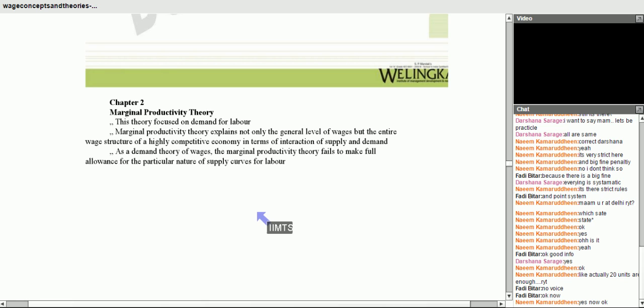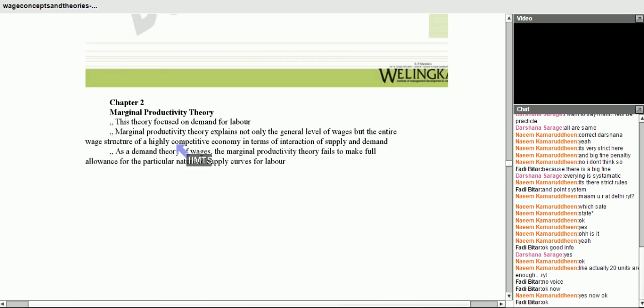Okay, about that, the marginal concept. This theory just says that the wages should be based on the marginal productivity of the labor, meaning how much... Like we are employing 10 laborers and we are getting 100 units manufactured. Now we are employing 11 laborers and we are getting 105 units.